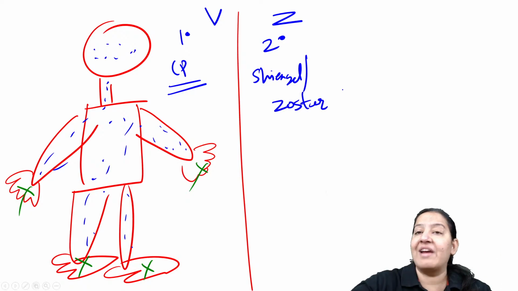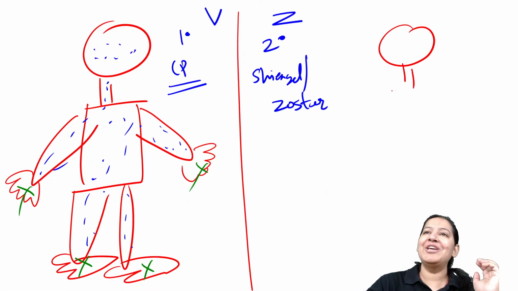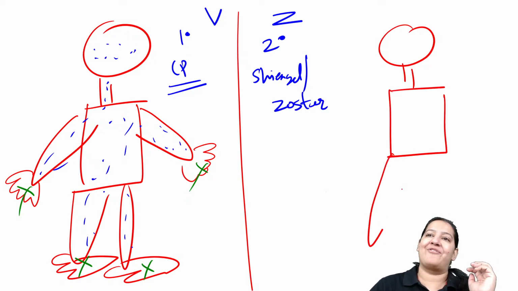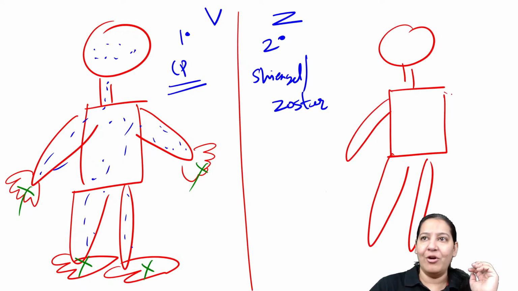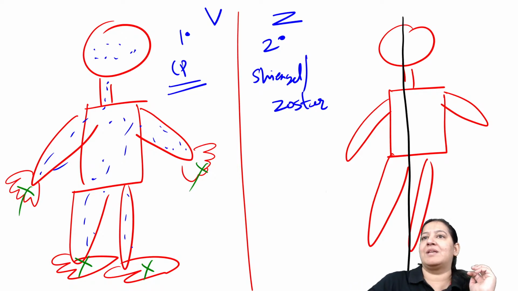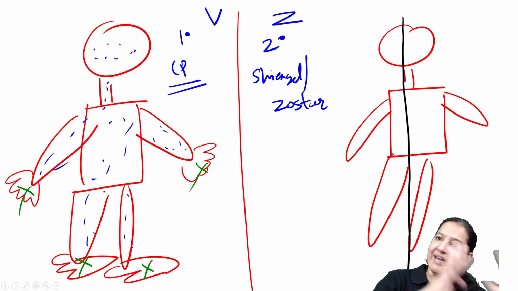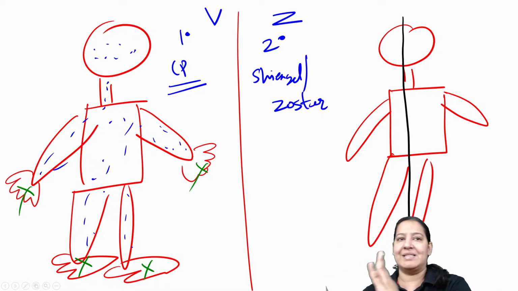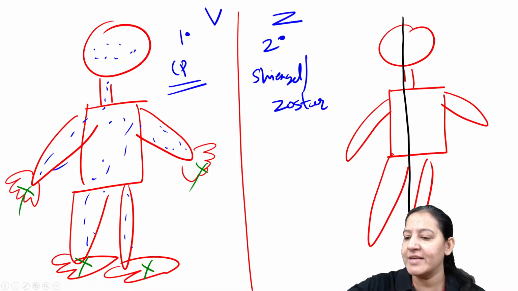So here, where is the rash? Let me draw the rash. Here the unique feature is that the rash is unilateral. It does not cross the midline. What do I mean by that? Let me draw the midline of this person. Either the rash will be on the right side or the rash will be on the left side, never both. You got my point?